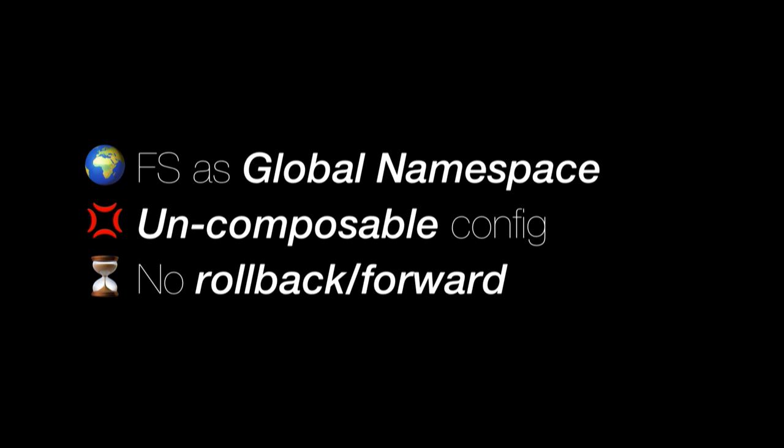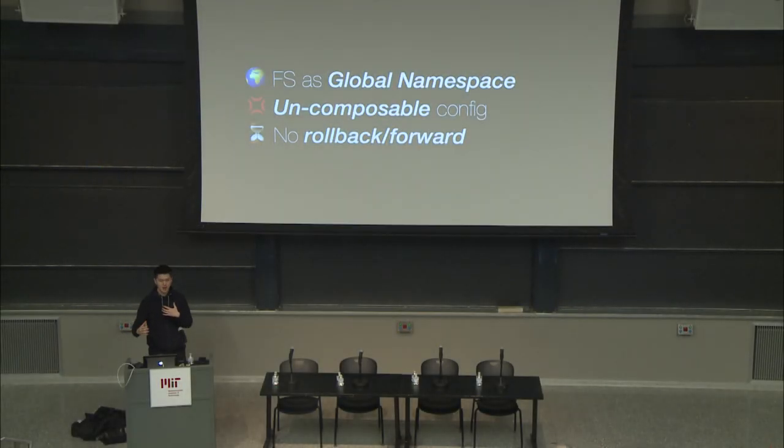The first one is the file system as a global namespace. In Unix-y operating systems, there are global configuration options, such as adding a user or adding a user to a group, that you cannot isolate processes from. Another one is that configuration files in Unix are uncomposable.